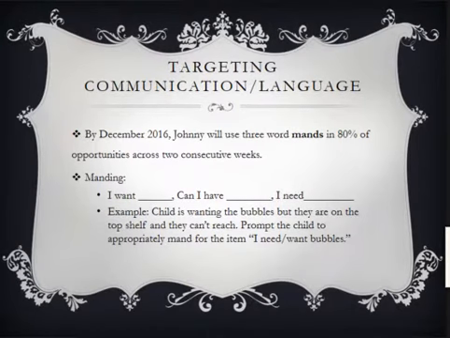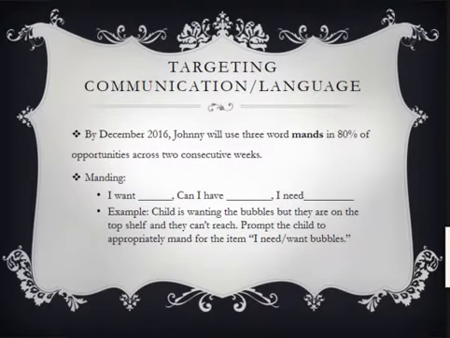So a goal that could be in a report would be by December 2016, Johnny will use 3-word mans in 80% of opportunities across 2 consecutive weeks. So you're working on manding, you're working on having them request an item or activity. So it can be, depending on the child's level, I want blank, can I have, I need.